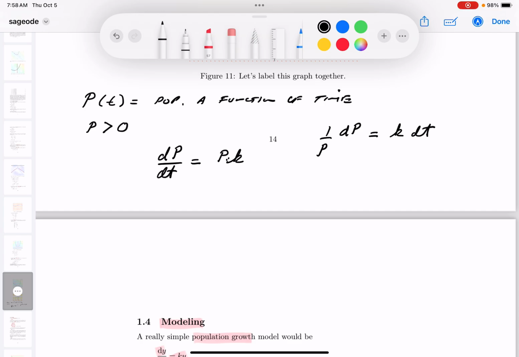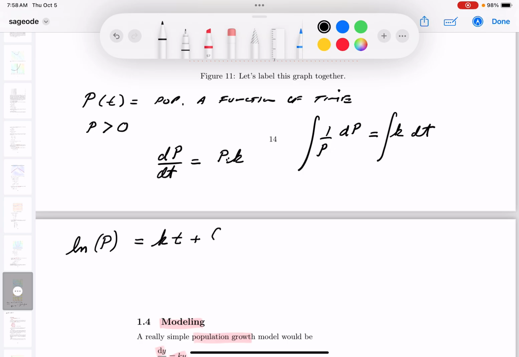I'm going to integrate this, and when you integrate it, you get something not too bad. The integration of 1 over P is just the natural log of P. Now, someone says, why are you not putting the absolute value on it? P is a positive number, so I don't have to worry about that. Let's do the other side. What are you going to get there? You're going to get kt plus some constant of integration.